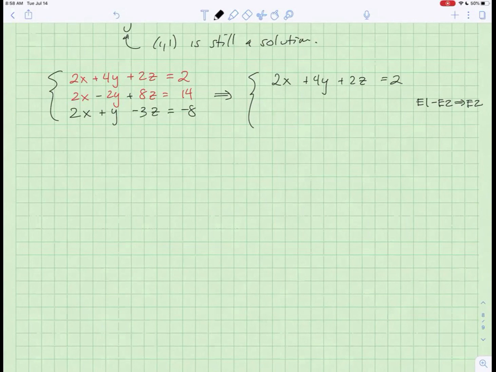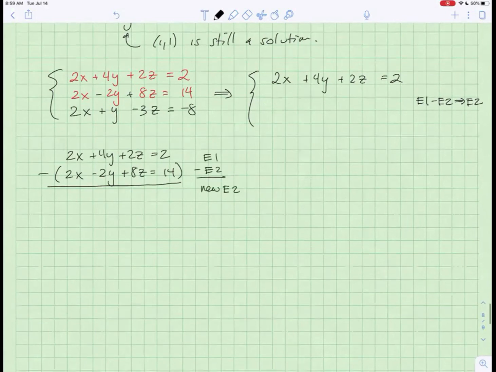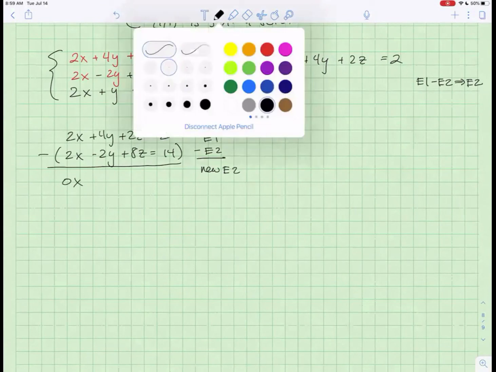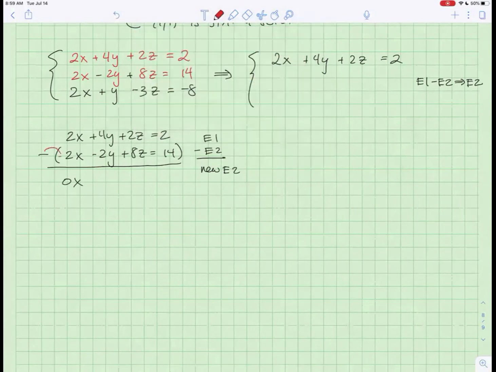So equation 1 is 2x plus 4y plus 2z is equal to 2. Equation 2 is 2x minus 2y plus 8z is equal to 14, and I'm going to subtract. So this is equation 1 minus equation 2 is my new equation 2, and that's going to be 2x minus 2x is 0x. 4y minus, don't forget that you need to distribute these here. That's a common mistake.